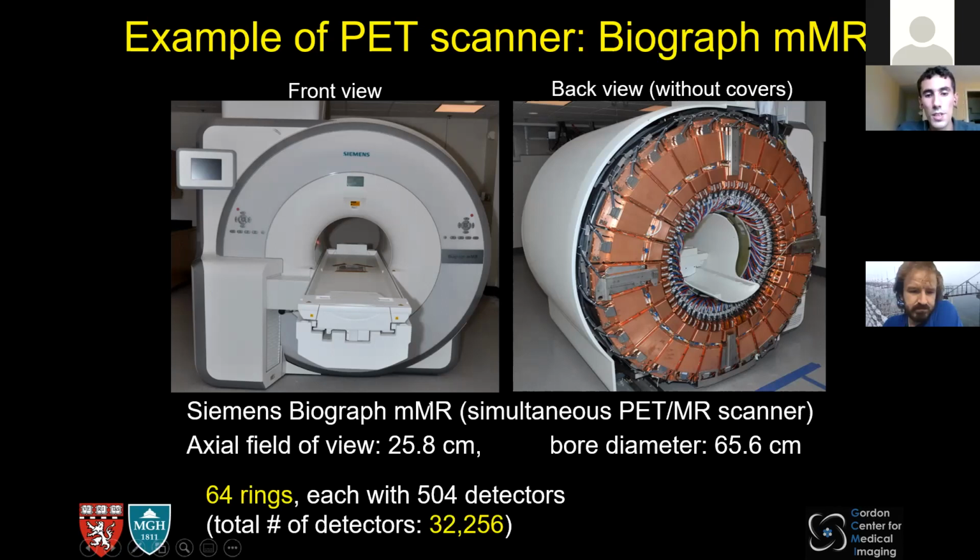And the field of view here is longer than the HR Plus. So it's about 26 centimeters. So it's better. You're going to detect more photons, and also you can do those whole body exams faster because you require fewer bed positions.